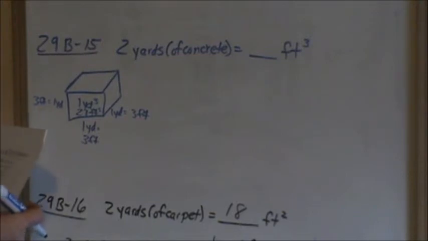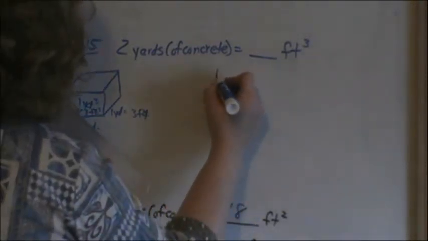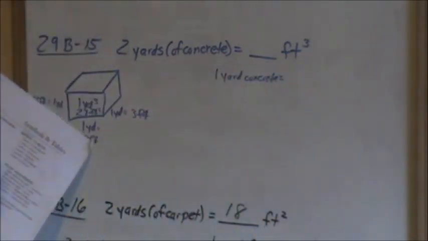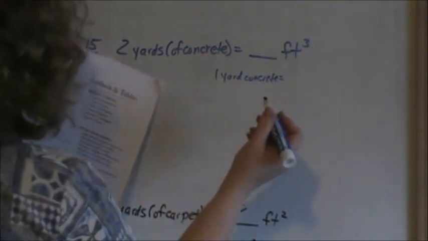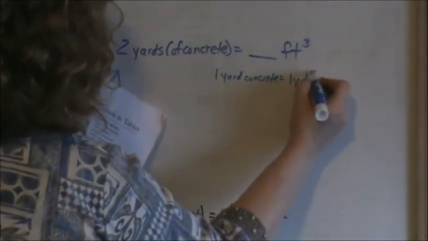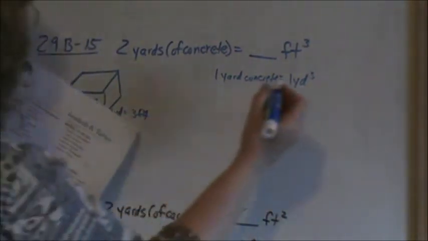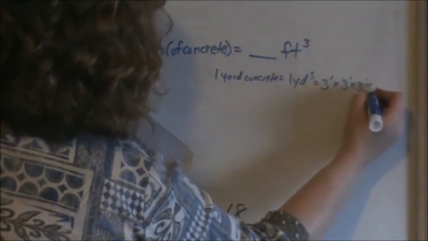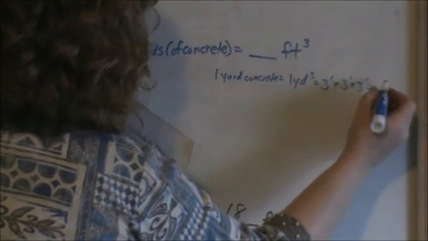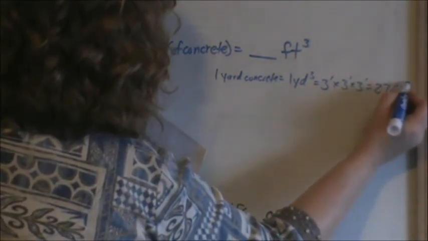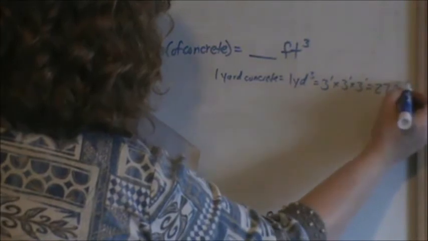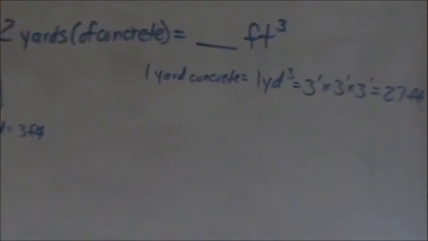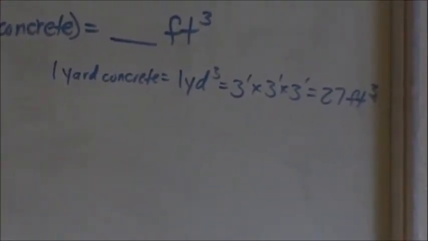If you look at your conversion table, it will say 1 yard of concrete is the same as 1 cubic yard of concrete, which is the same thing as 3 feet times 3 feet times 3 feet, and 3 feet times 3 feet times 3 feet is 27 cubic feet. So this is the conversion factor we're going to use to convert 2 yards of concrete.